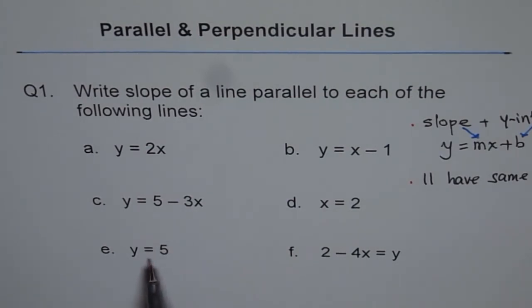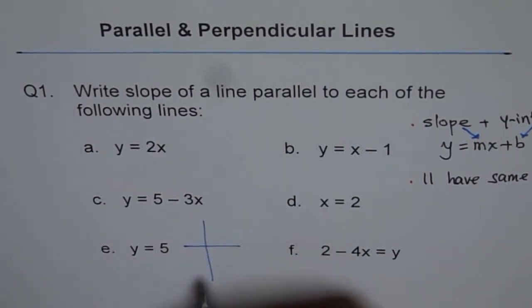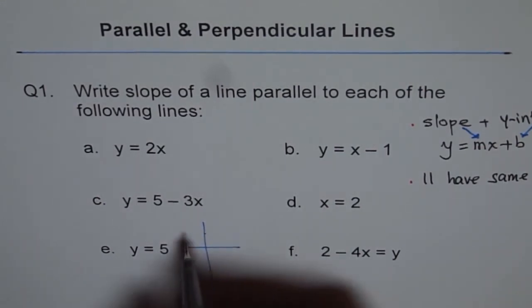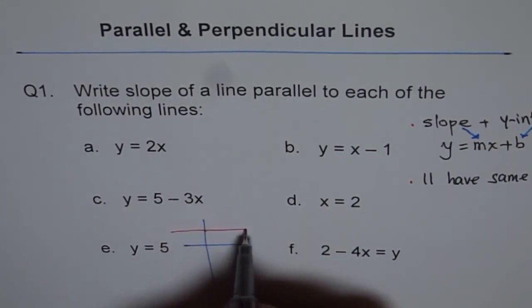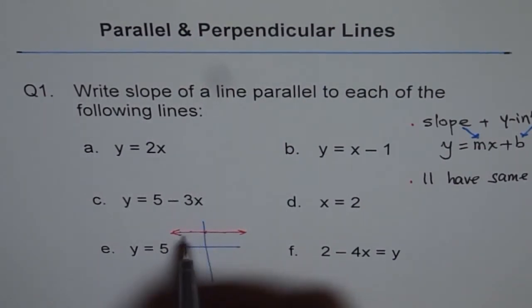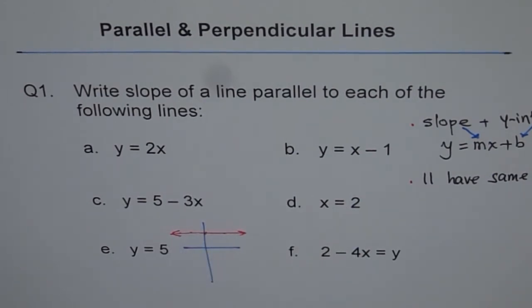How about this? y equals 5 is probably a very tricky question to ask here. Let me try to sketch this line, and then we'll see the slope. This line is y equals 5. That means everywhere the y value is 5, so it's a horizontal line. Once you sketch or picture this in your mind, you know that the slope is 0. So the slope of this line is 0.